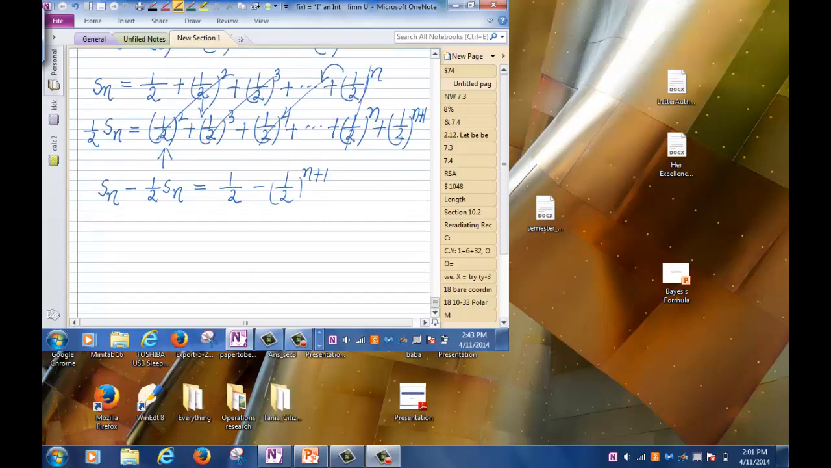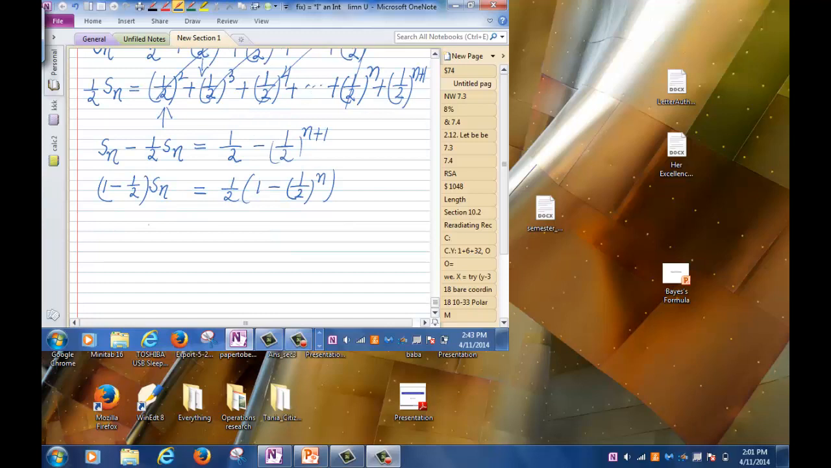Now on the left hand side I have 1 minus a half times Sn if I factor out Sn. And here I'm just going to write it as half times 1 minus half to the n. Just factor out a half. And then what do I have for Sn? Sn is then half times 1 minus half to the n divided by 1 minus a half. You guys agree with that? Are we all okay with what I have here with the algebra?